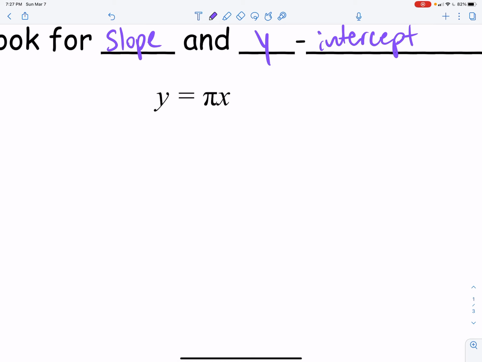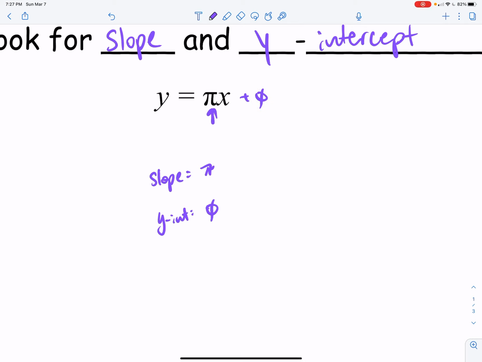Next one, y equals pi times x. Some of you may be like, I've never seen pi, it's a little different, but it's okay. The slope is always the number in front of my x. So my slope is pi. What's my y-intercept? I'm not given a y-intercept, so it's just plus 0. So my y-intercept is 0.